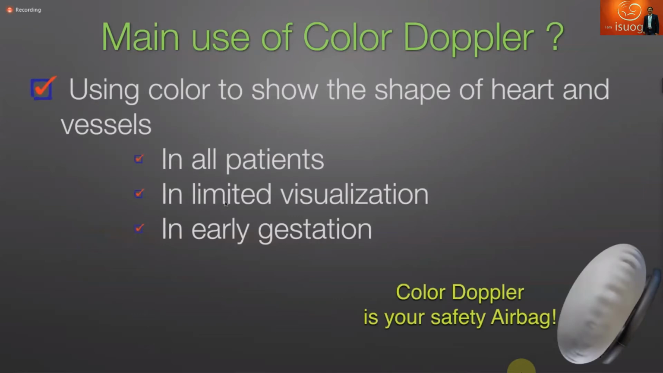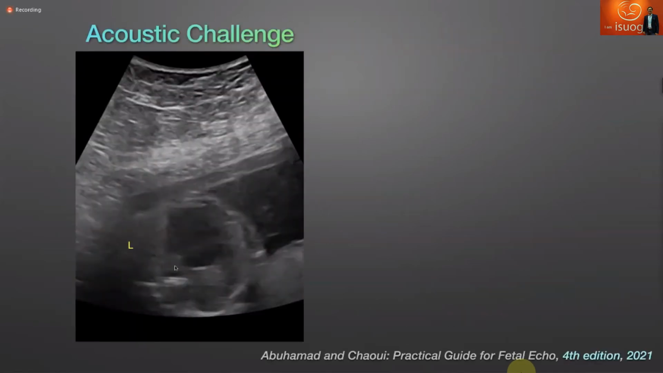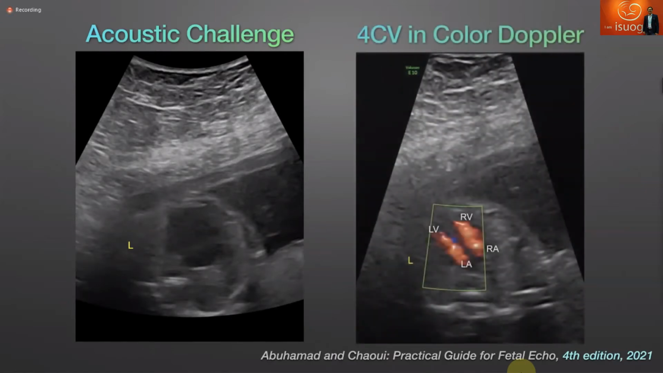If you use it in all patients in screening, you will find, let's say, accidental findings, which help you in detecting the abnormality. Or if you have limited visualization or early gestation, there is no way to scan the heart without color Doppler. I take number 2 of the list and show an example. So look at this one. What can you say in this case? You have an acoustic challenge, or we can also call it the high BMI of the lady. There is zero information on the heart. By adding the color Doppler, you see it.